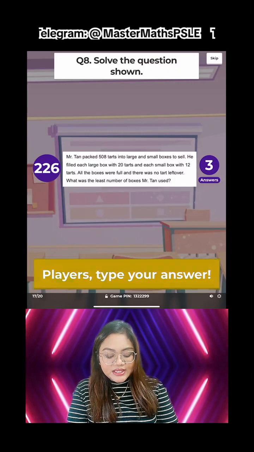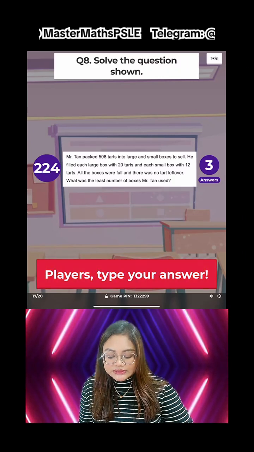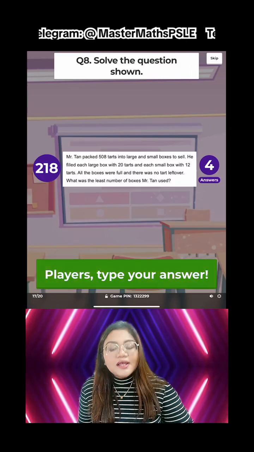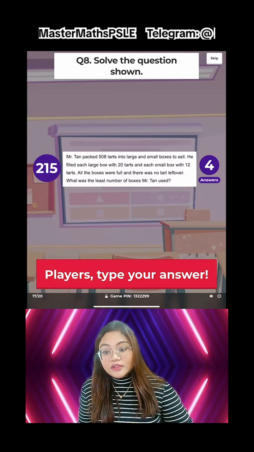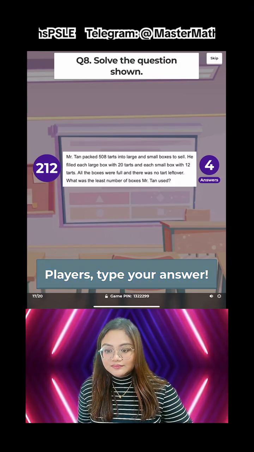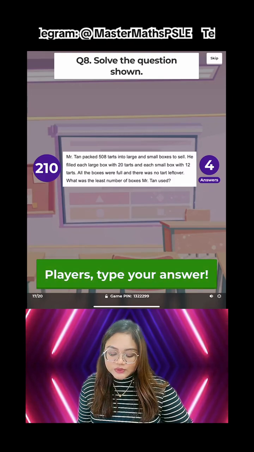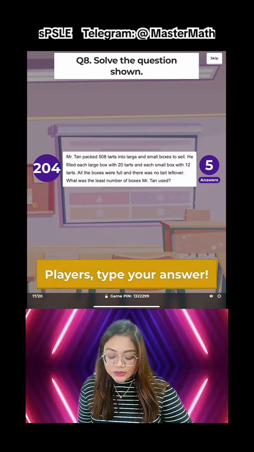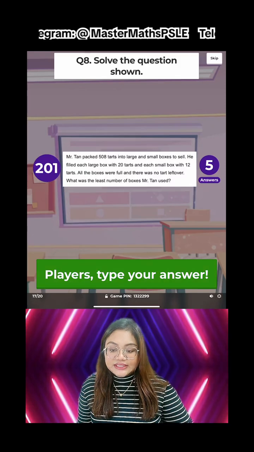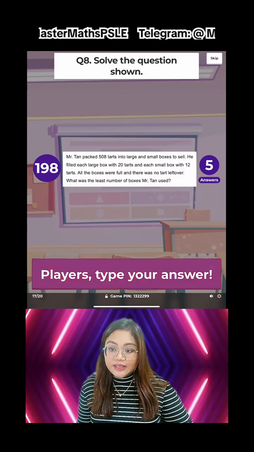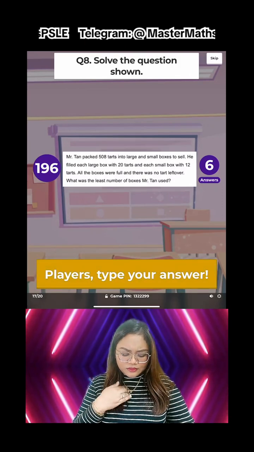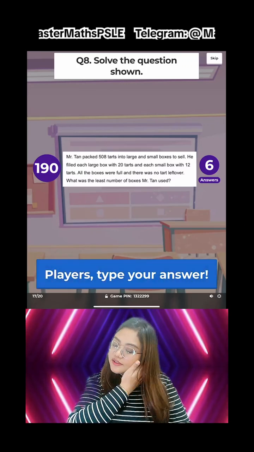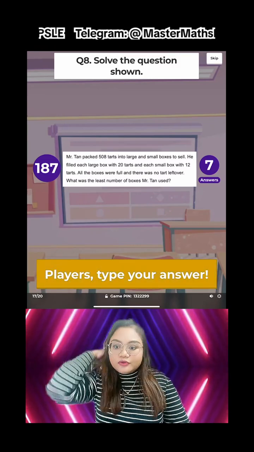You are packing 508 tarts into large and small boxes to sell. Large box you have 20 tarts, small box you have 12 tarts. All the boxes were full and there was no tart left over. You want to find the smallest possible number of boxes that Mr. Tan used. Are we able to solve this? How do we solve this? Shall I give you a hint? Do you need a hint?